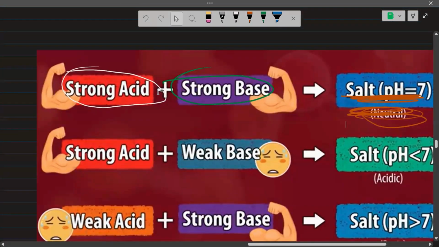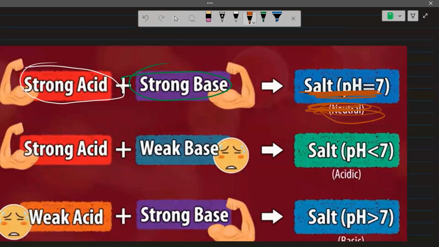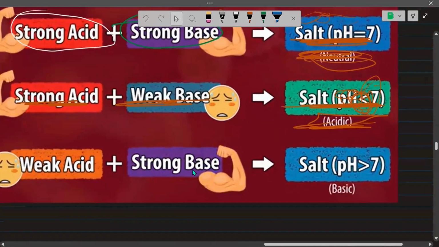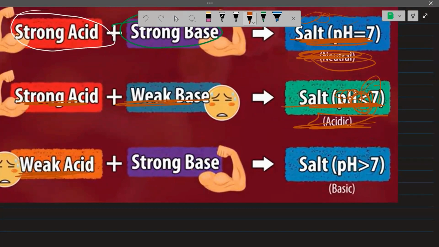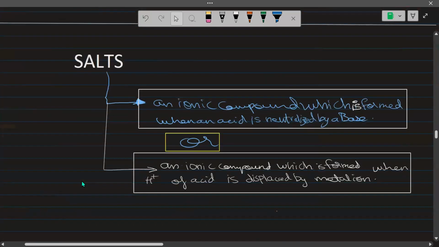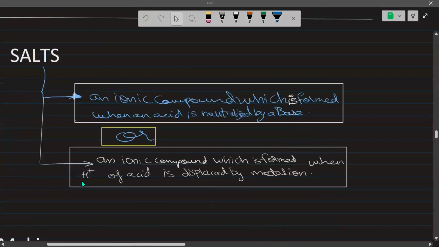Now, how is an acidic salt created? When a strong acid and a weak base react, an acidic salt is created, which has a pH, power of hydrogen, below 7, and the neutral one is equal to 7. And how is a basic salt created? When a weak acid reacts with a strong base, it forms a salt which is basic in nature, meaning a higher pH than 7. So now we are done with the definition of salt and the pH of salt.